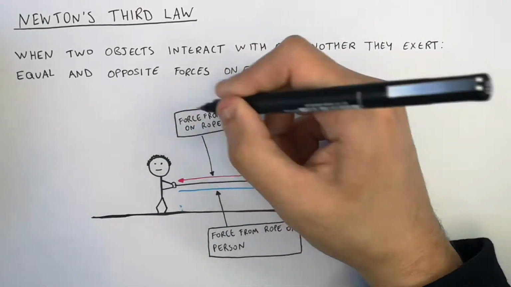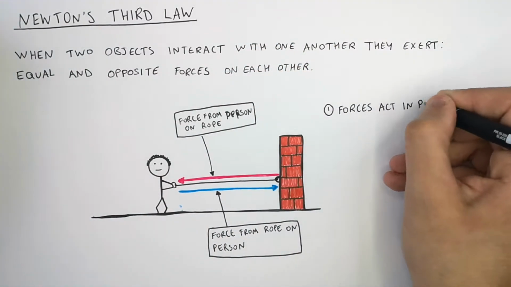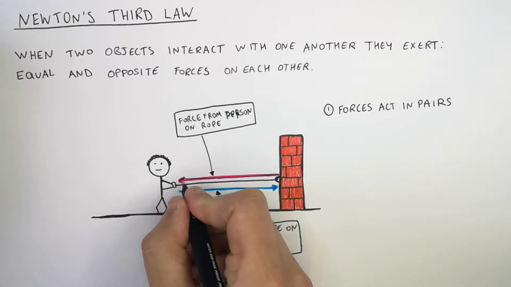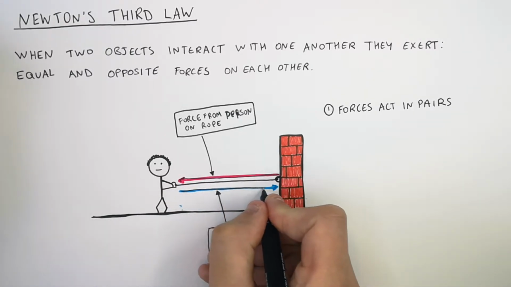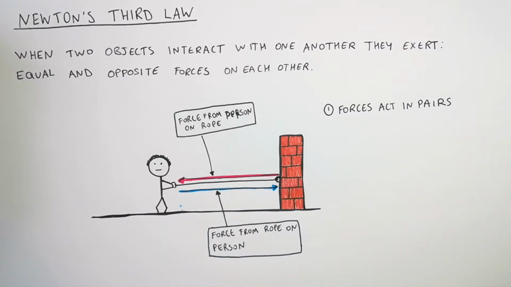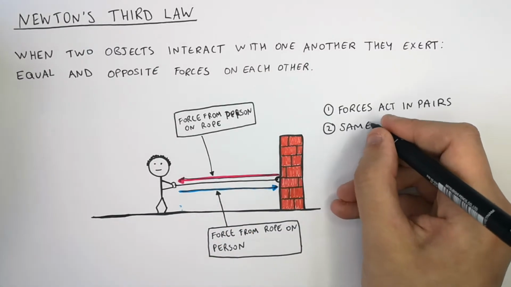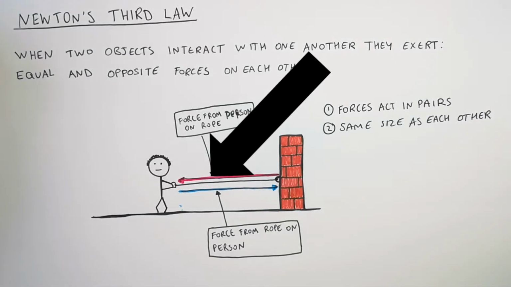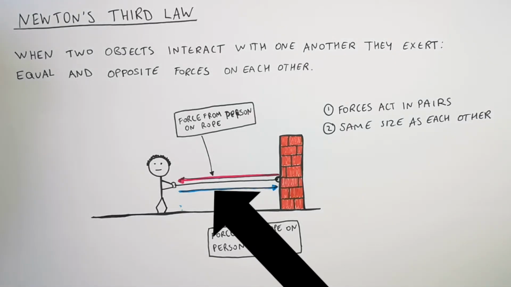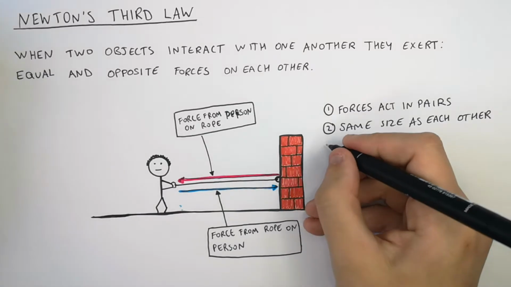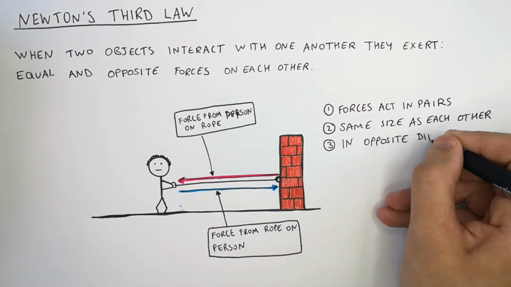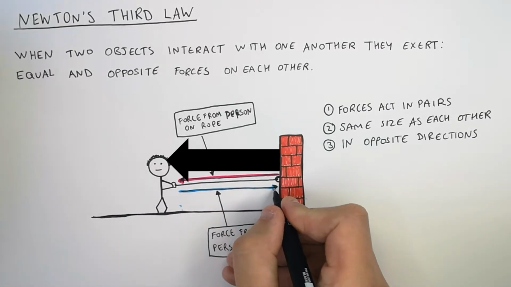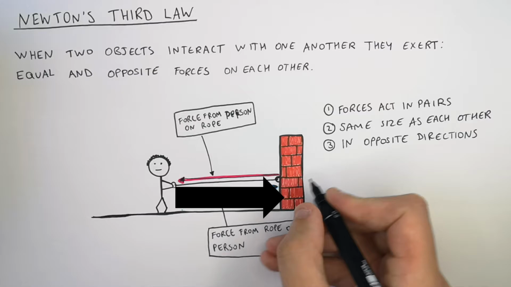So remember that Newton's third law states that forces act in pairs. What I'm drawing here is the force from the person on the rope, and this other force is the force from the rope on the person, so they act in pairs. The forces are the same size as each other. So the force from the person on the rope is equal to the force from the rope on the person. And these forces are acting in opposite directions to one another.